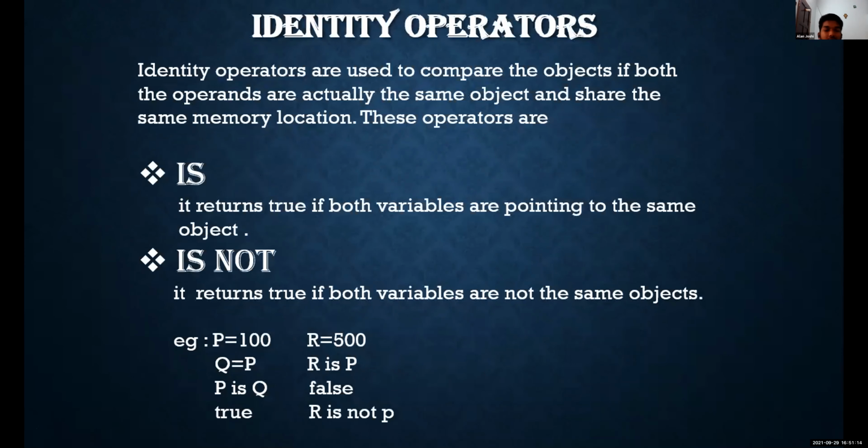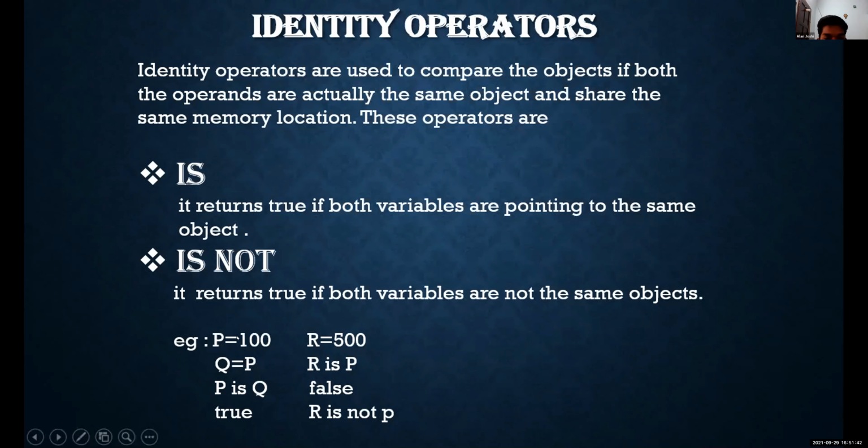Identity operators. Identity operators are used to compare the objects, to check if both operands are actually the same object and share the same memory location. There are two types of identity operators, is and is not. The first one is 'is'. It returns true if both variables are pointing to the same object. And the second one is 'is not'. It returns true if both variables are not the same object.